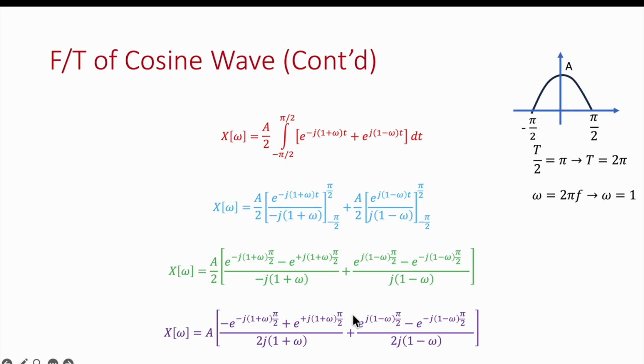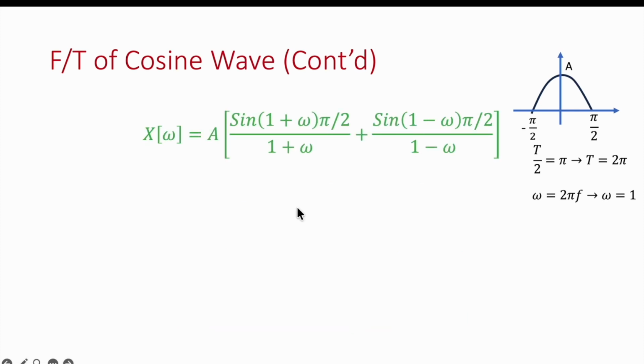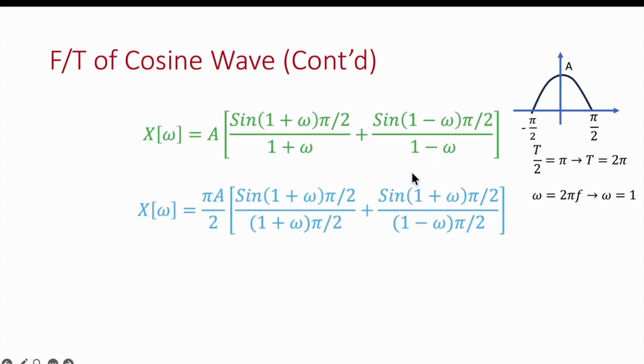So using that Euler identity, we can further simplify it: that will be equal to sin (1 plus omega) pi by 2 divided by (1 plus omega), and similarly sin (1 minus omega) pi by 2 divided by (1 minus omega). To make it more simplified, we will multiply both denominators by pi by 2, and multiply the numerators by pi by 2 as well. Then we can write it in this format.